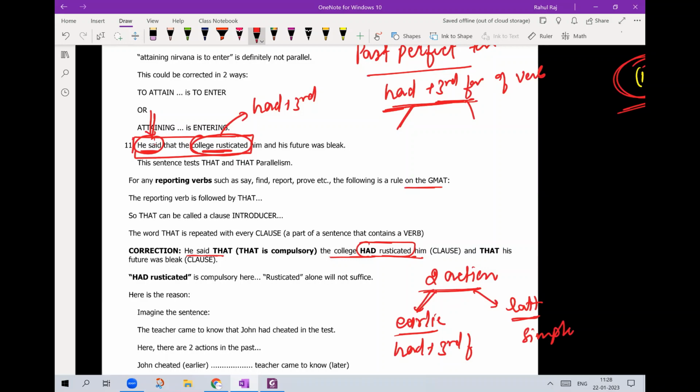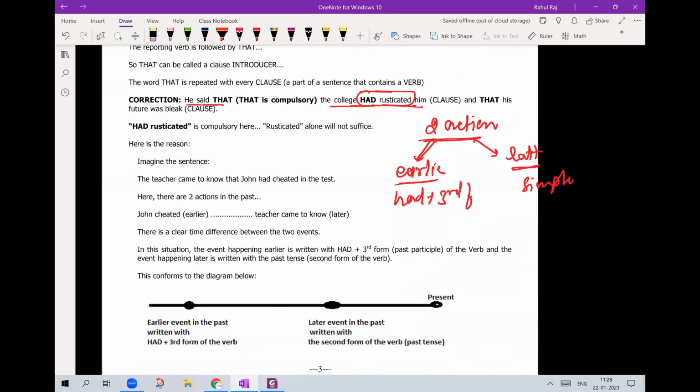He said. Now imagine they have given you a sentence to explain you what is past perfect. The teacher came to know that John had cheated in the test. Now, don't you feel there are two actions involved here? John cheat is one action. Teacher came to know is other action. Am I being very clear over here? So here there are two actions in the past. John cheated, which is an earlier event. Teacher came to know, that's a later event. There's a clear time difference between these two events. In this situation, the event happening earlier is written in had plus third form of the verb, and the event happening later is written in the simple past.